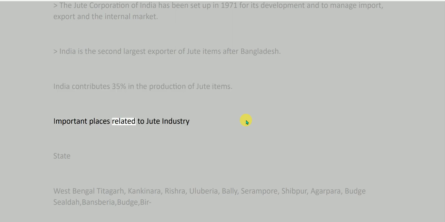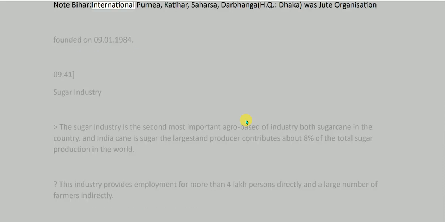Important places related to the jute industry. State West Bengal: Titagarh, Kankinara, Rishra, Uluberia, Bali, Serampore, Shibpur, Agrapara, Baj, Sialdah, Bansaberia, Bajbir, Howrah, Shyamnagar, Lapur, Holinga, Barakpur. Andhra Pradesh: Vishakhapatnam, Guntur. Uttar Pradesh: Kanpur, Sajjanv, Gorakhpur. North Bihar: Purnia, Katihar, Sahasa, Darbhanga. The International Jute Organization, HQ Dhaka, was founded on 9 January 1984.